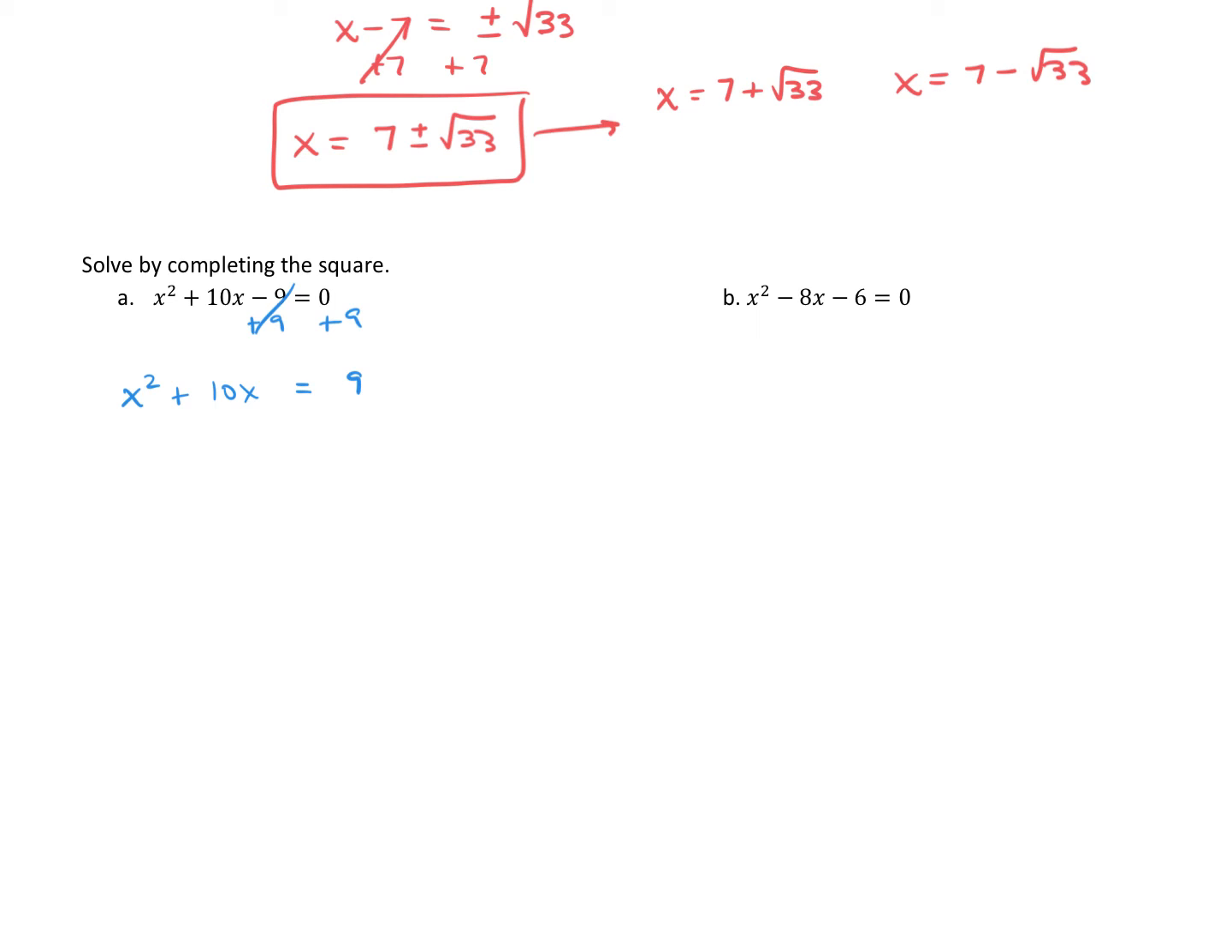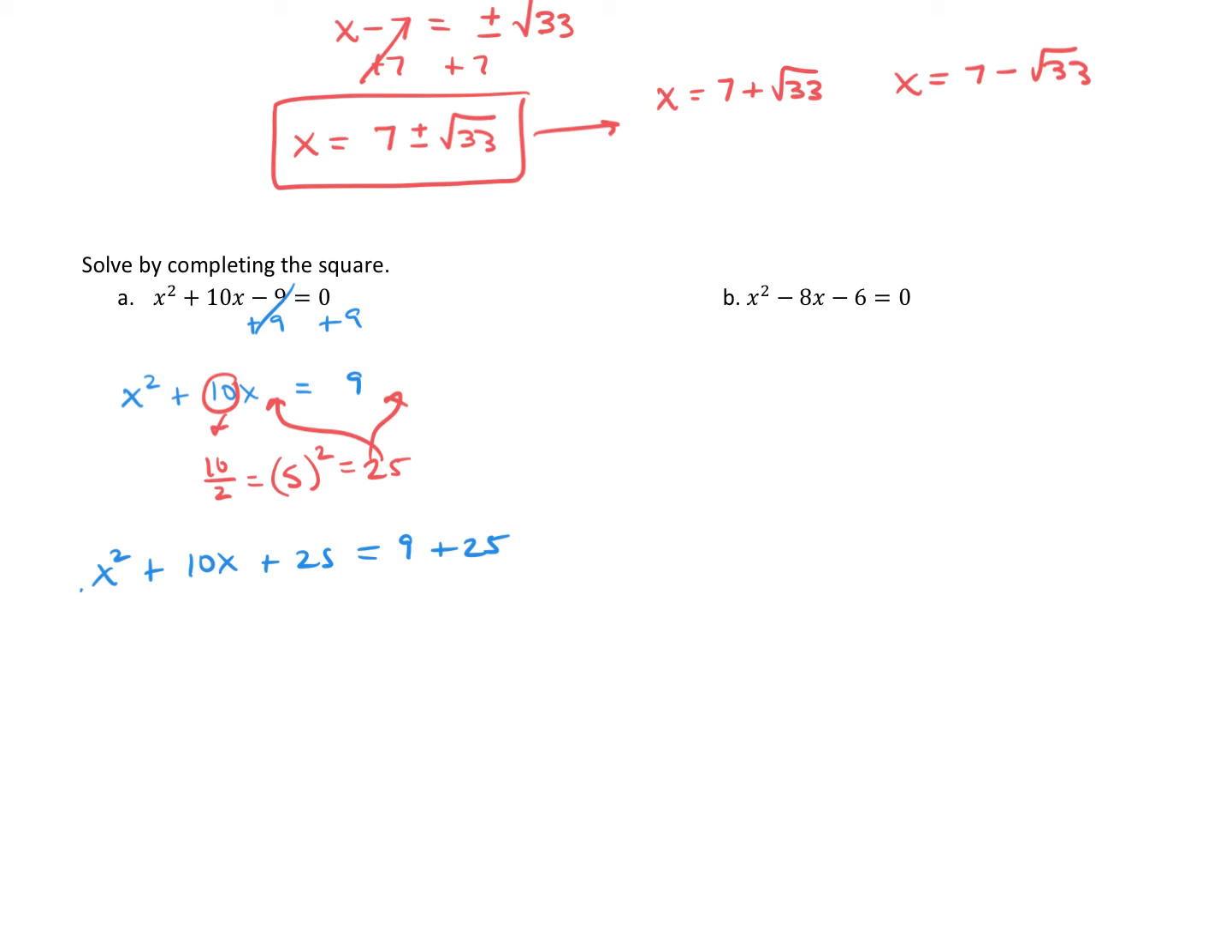Now we're going to take our b value, our 10, and divide it by 2. 10 divided by 2 is 5. We square that and we get 25. Now 25 we're going to add in to both sides of our equation. That's what keeps us balanced. So we have x squared plus 10x plus 25 equals 9 plus 25.